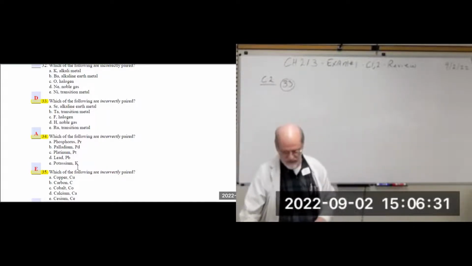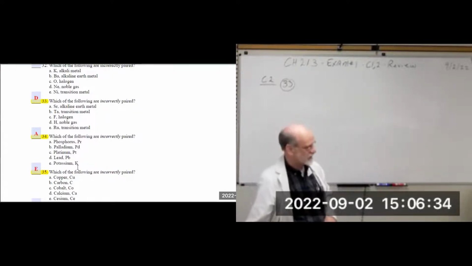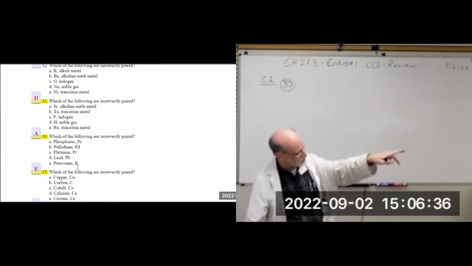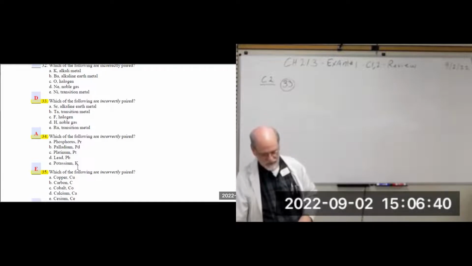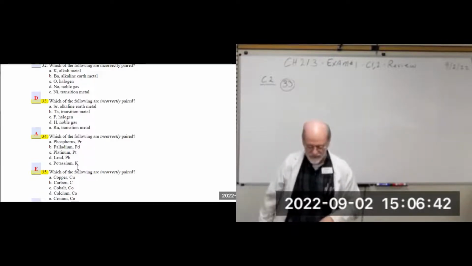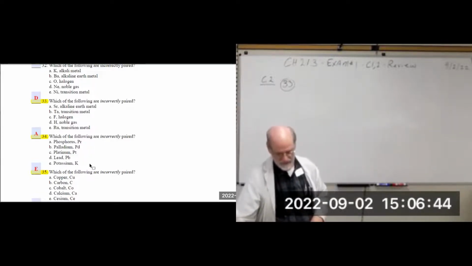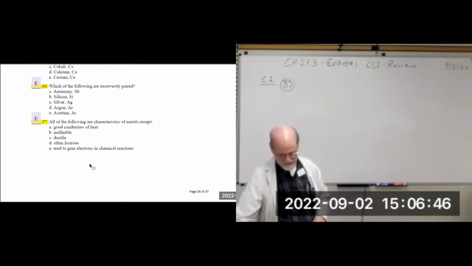And Ru is ruthenium. It is also a transition metal, and you can find it in the middle, just below iron, Fe. So it's a transition metal also. The bad one is hydrogen. It's not a noble gas.